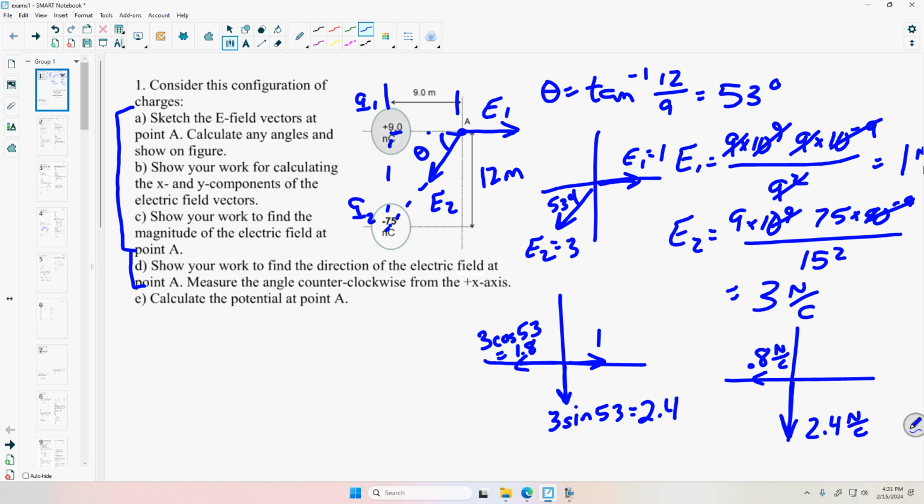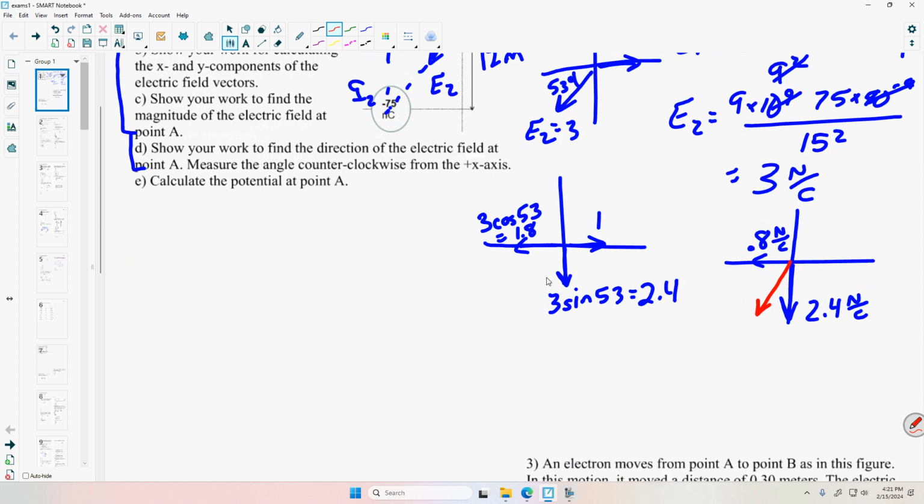And now finally, I want to find the resultant vector. That's going to be this vector right here. I want to know the magnitude of it and the direction. So to find the magnitude of that vector, I say that the electric field, the magnitude of it, is the square root of 0.8 squared plus 2.4 squared.